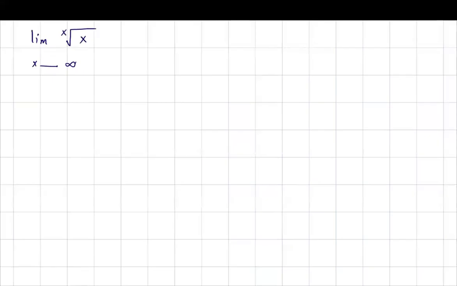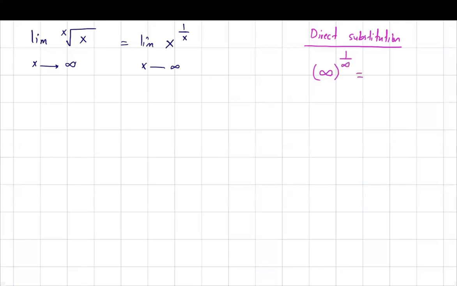Our goal is to calculate the limit of the x-th root of x as x goes to infinity. This can be written as the limit of x to the power 1 over x. If we decide to use direct substitution, basically you have infinity raised to the power 1 over infinity, which is infinity to the power 0.